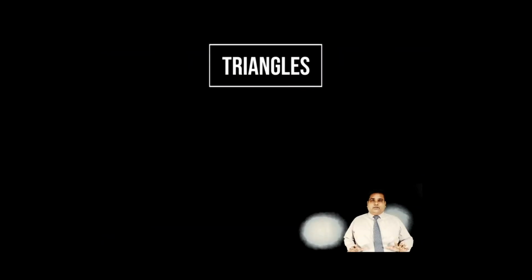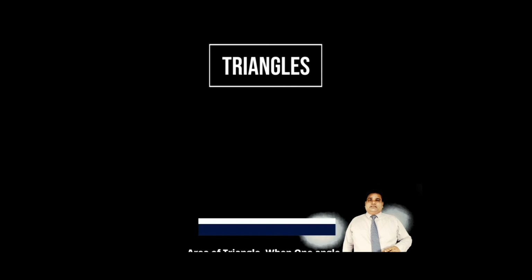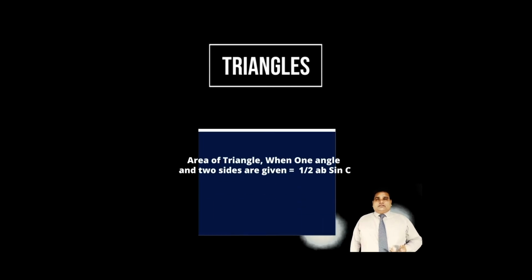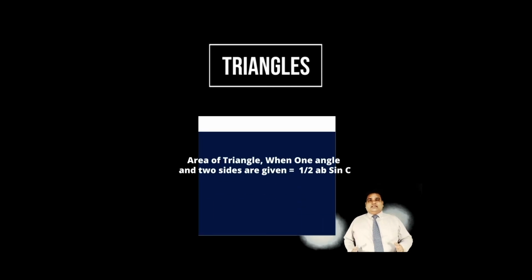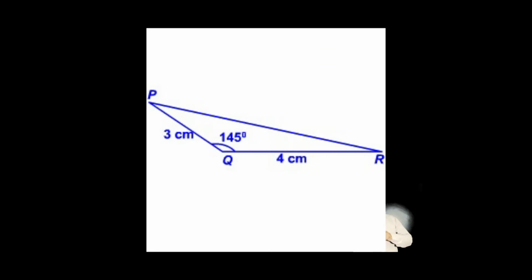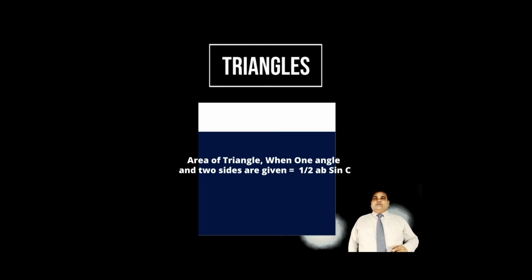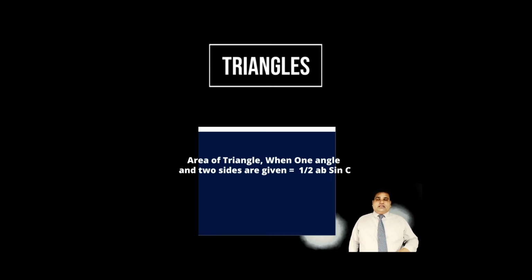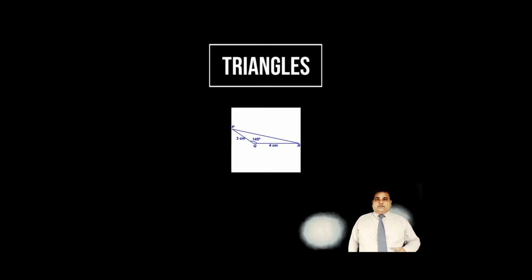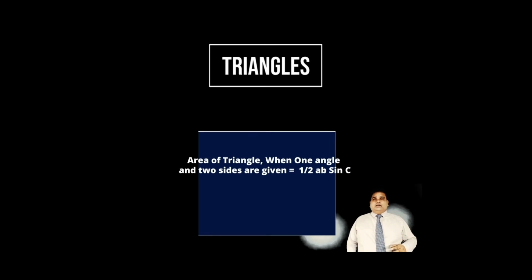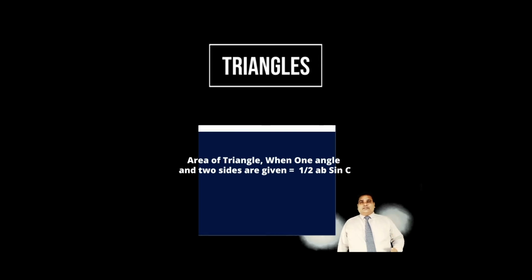Concept number 25, area of triangle when one angle and two sides are given. Here, as you can see in the diagram, two sides are given, 3 centimeter and 4 centimeter, and one angle is given which is 145 degree. So how do we find the area of a triangle when two sides and one angle are given? The formula is half ab sine C, where a and b are the two sides and C is the angle between the two given sides.